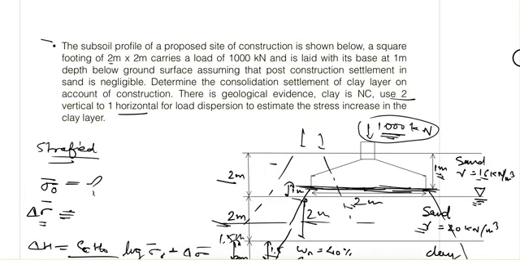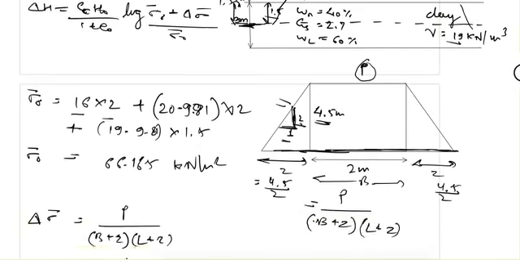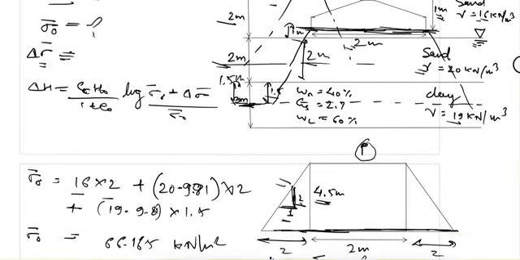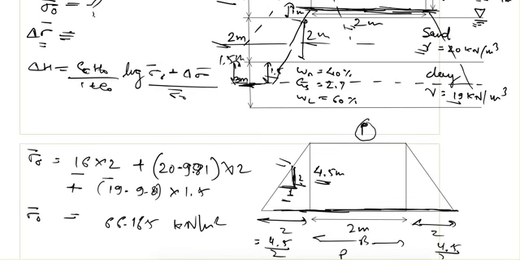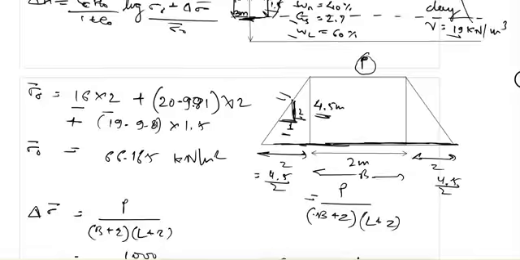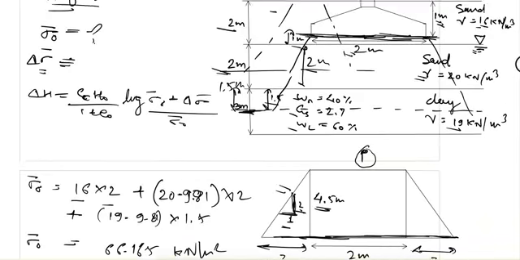and what else is not given? The value of Cc we'll have to find, and Cc and void ratios, compression index and initial void ratio, this is also not given. For that we have been given the natural water content, specific gravity and liquid limit. Let me write down here. So natural water content is 40%, specific gravity is 2.7, and liquid limit is 60%.